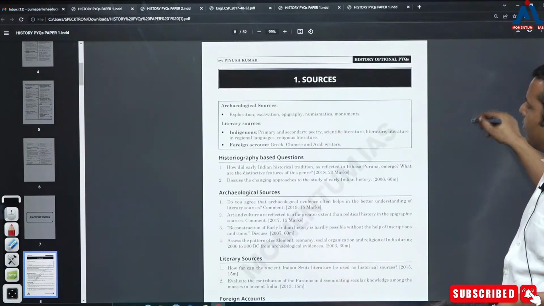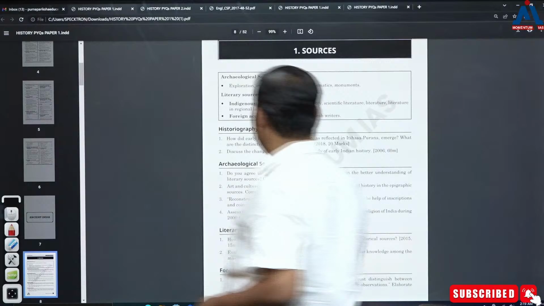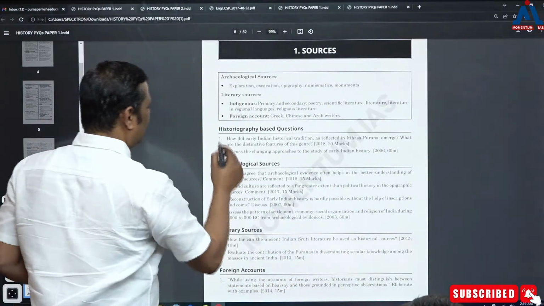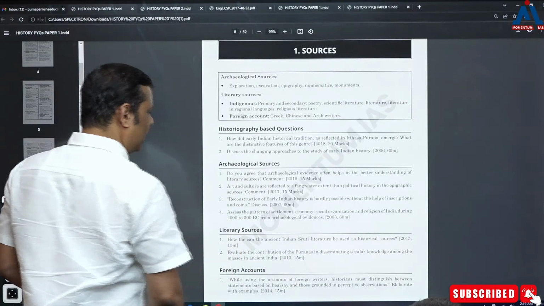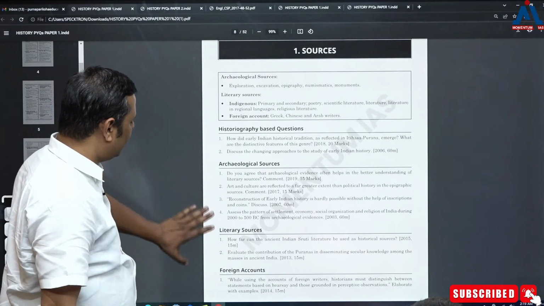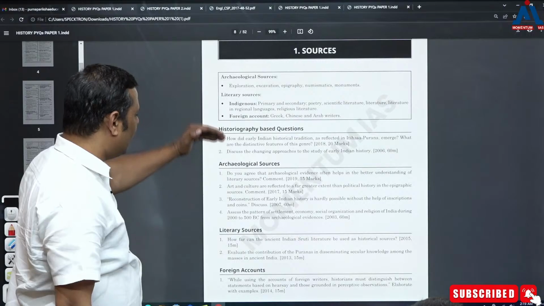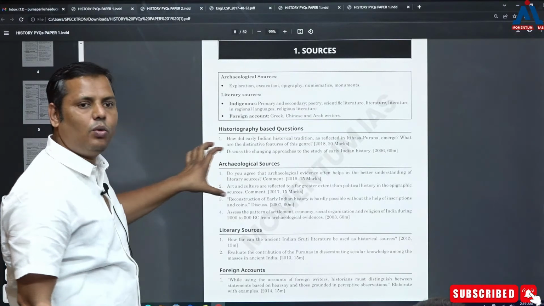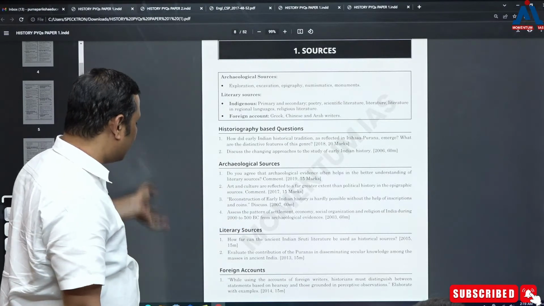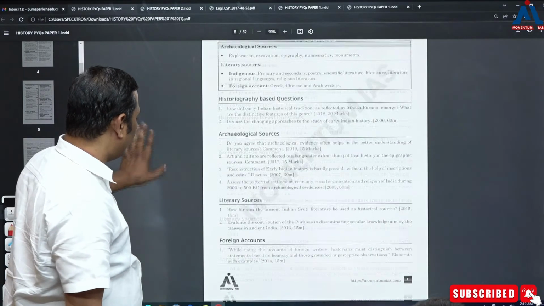So that's very important. Let's say if it is archaeological sources, there are a couple of questions which are historiography based questions, right? Then these are archaeological sources, literary sources, and you can go for a kind of comparison also, that what sources have been preferred while asking the questions. Foreign accounts पे कितने questions आए, ठीक है?